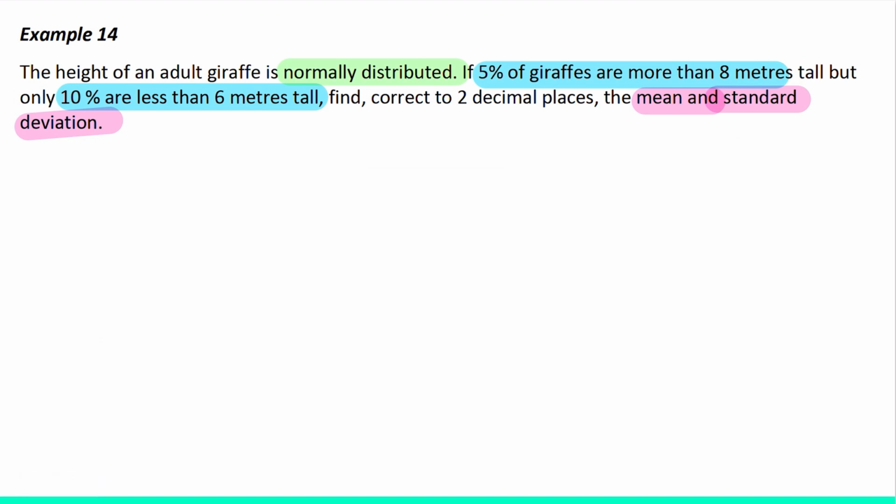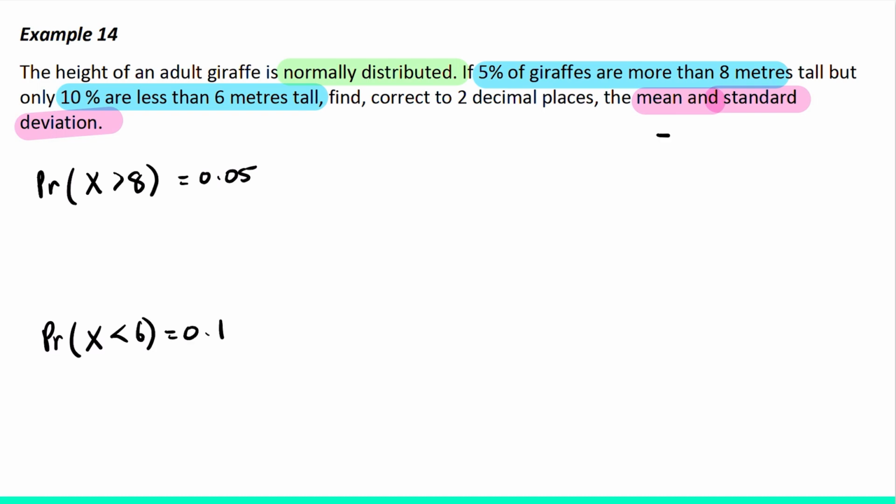All right, I'm going to write down the information I've got. So probability that x is more than 8. If 5% of giraffes are more than 8, that's 5% of that happening. But only 10% are less than 6 meters tall. The 10% is the probability, so that's 0.1. Find the mean and standard deviation, and we know in order to do that, we must use our z-score. To do that, we're going to convert these into the z-score, and then we can plug them into the formula.